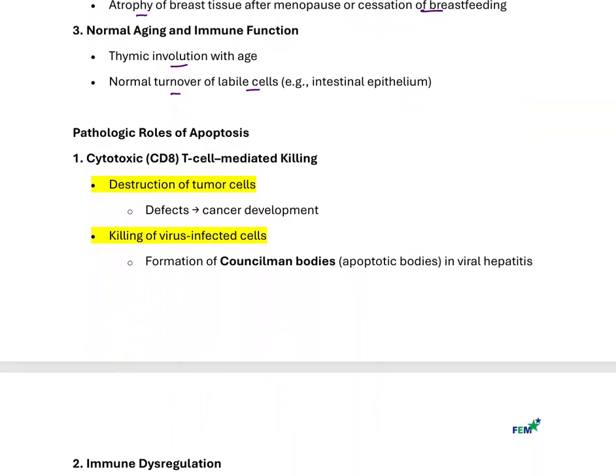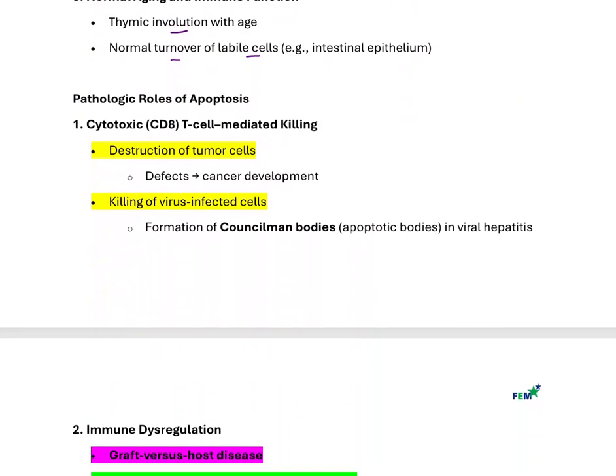So now let's focus on the pathologic roles of apoptosis. What are the pathologic roles of apoptosis? The first one is the cytotoxic T cell, which is our CD8-mediated killing. The way the cytotoxic T cell kills is by using apoptosis. So for instance, destruction of tumor cells, right, or killing of virus-infected cells. If you have a virus-infected cell, what's going to kill it is your what?